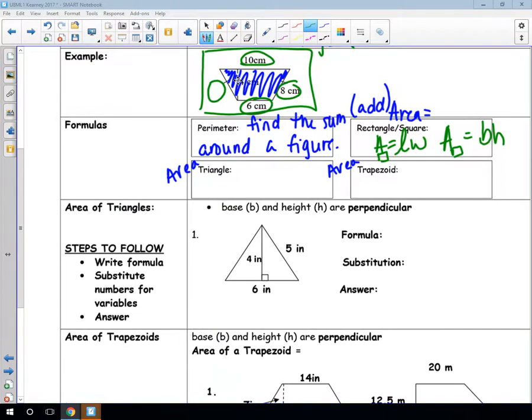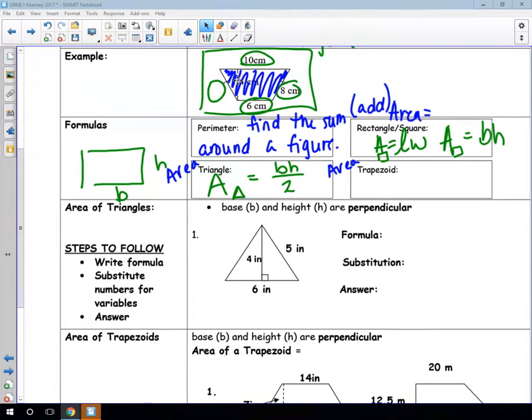Area of a triangle, does anyone remember how to find the area of a triangle? Okay, that's right. Some of you are remembering, it's base times height divided by 2. Because if you think about it, to find the area of a rectangle, you do the base times the height. And if we cut that rectangle in half, we would still do base times height, but we only need half of it, and that's where we're going to do the base times height divided by 2. Okay? And the area of a trapezoid.